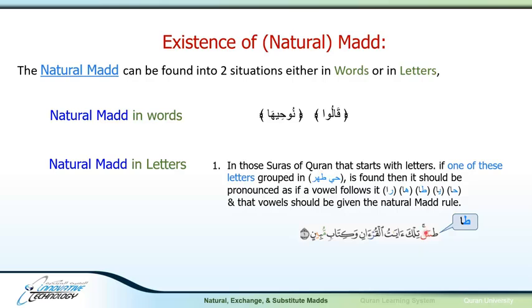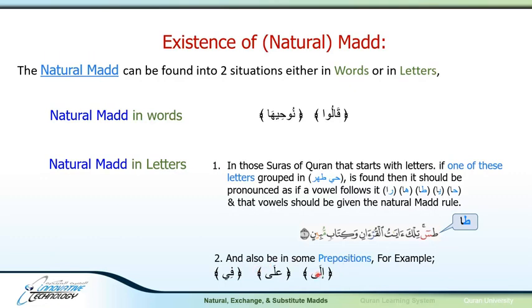Tasin. We notice that the extension or lengthening of the a of the ta is only for 2 units, but the sin is extended for longer than that. That's why it's given the red color here. So the natural med example for this is the ta. It's in a letter. Another example is when we have prepositions, ila, ala, fi. All those are examples of giving a natural med to the vowels in these prepositions.